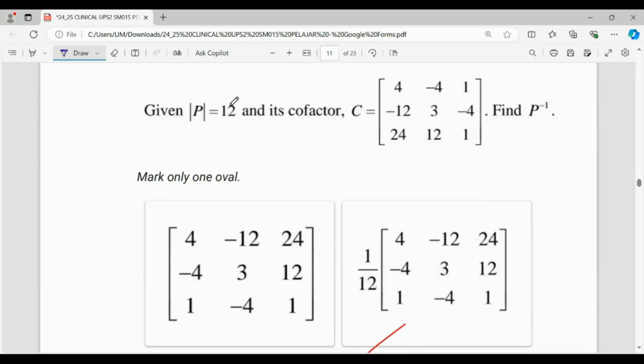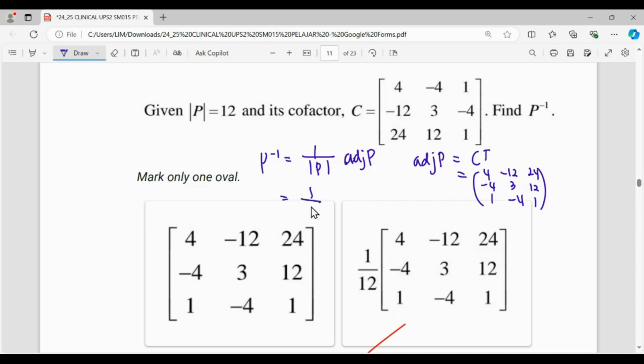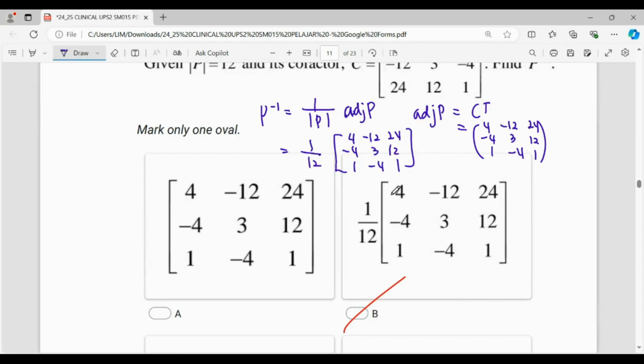So the determinant of P is 12, and its cofactor is this. For P inverse, it's given us the cofactor, so we can use the formula for finding P inverse: it will be 1 over determinant P times its adjoint P. So adjoint P is equal to the cofactor transpose. We have the cofactor already, we just need to transpose it. Transpose means changing the row to the column. So finally, we put the determinant inside, the adjoint inside here. So we plug in all the values and try to find the nearest answer that we have. We no need to expand, it looks like we already have it in option B.